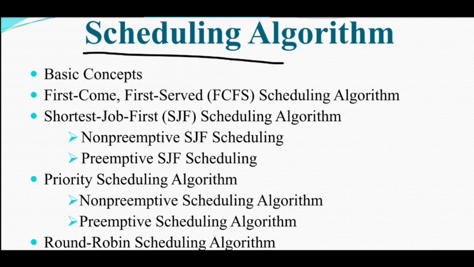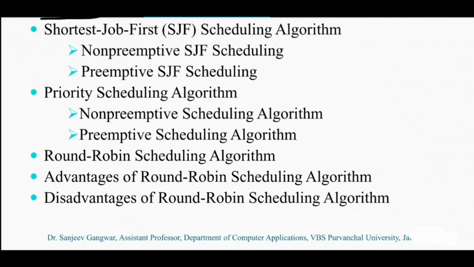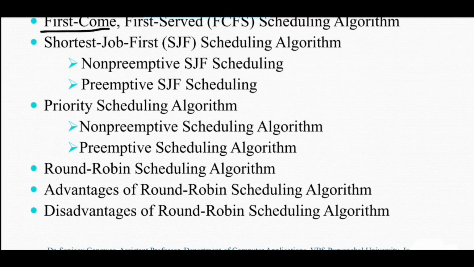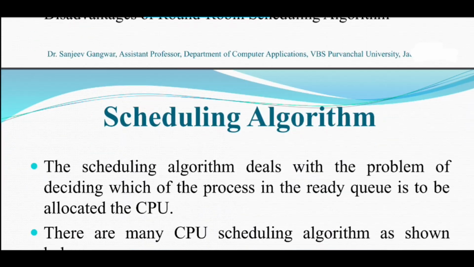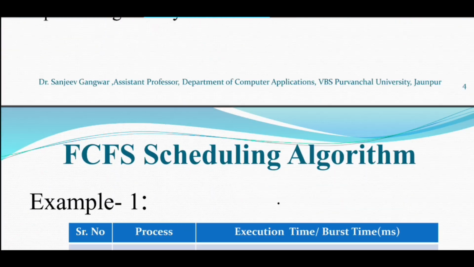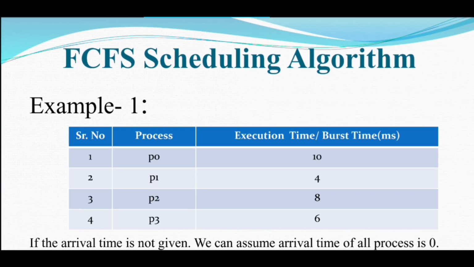In first come first serve, the process which came first will be executed first, and the process which came last will be executed last. It means the processes follow a queue. The first in the queue will be executed first, and the last in the queue will be executed last. Let's move towards an example. Here is example 1.